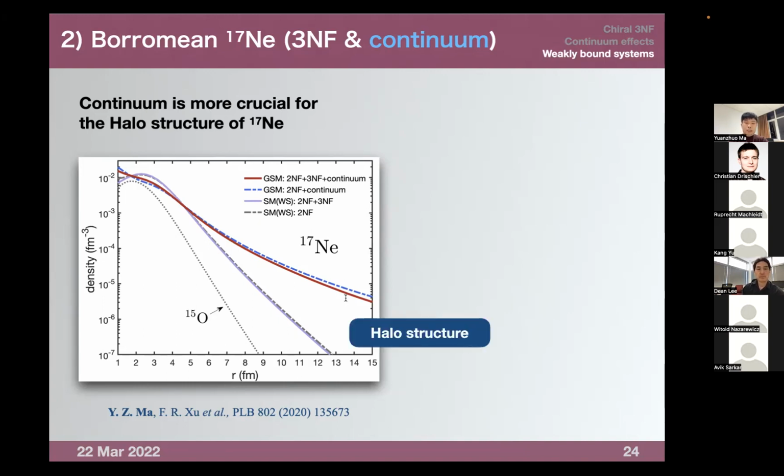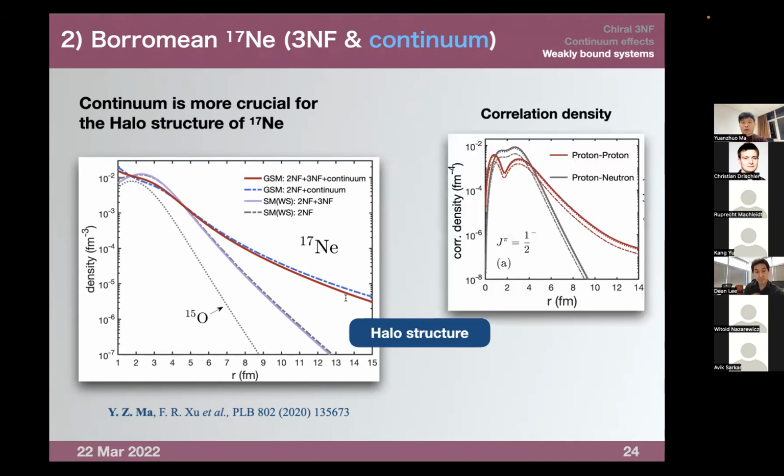To study it more, we also calculate the correlation density, the proton-proton and the proton-neutron correlation density. From the comparison, we can find that maybe this halo structure could be a two-proton halo, and more details can be found in this reference.